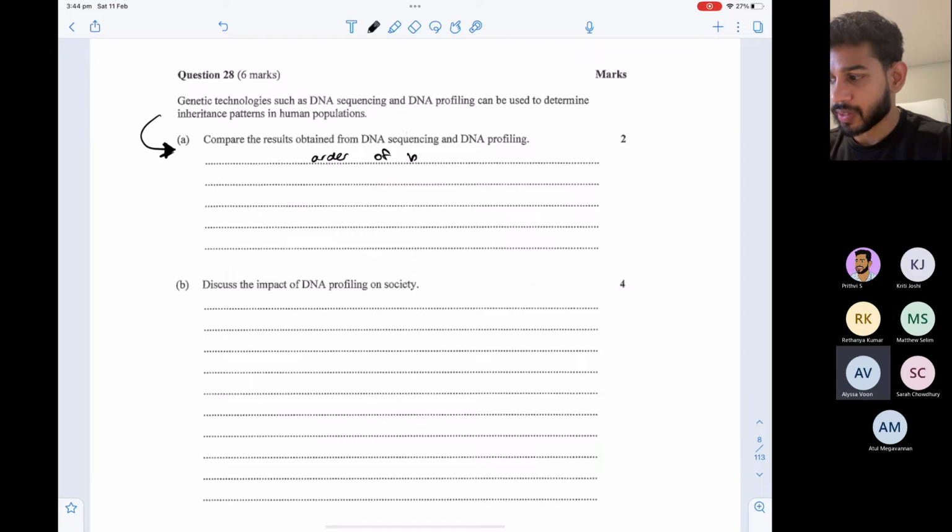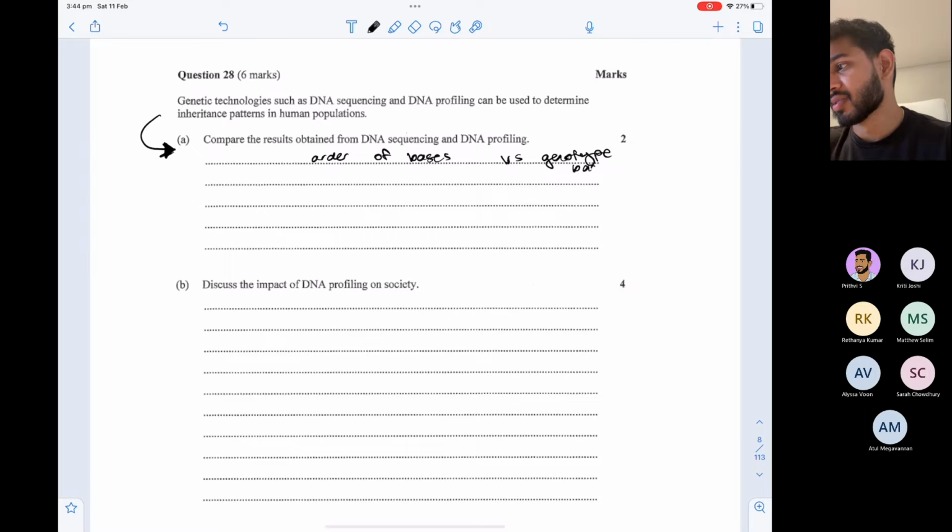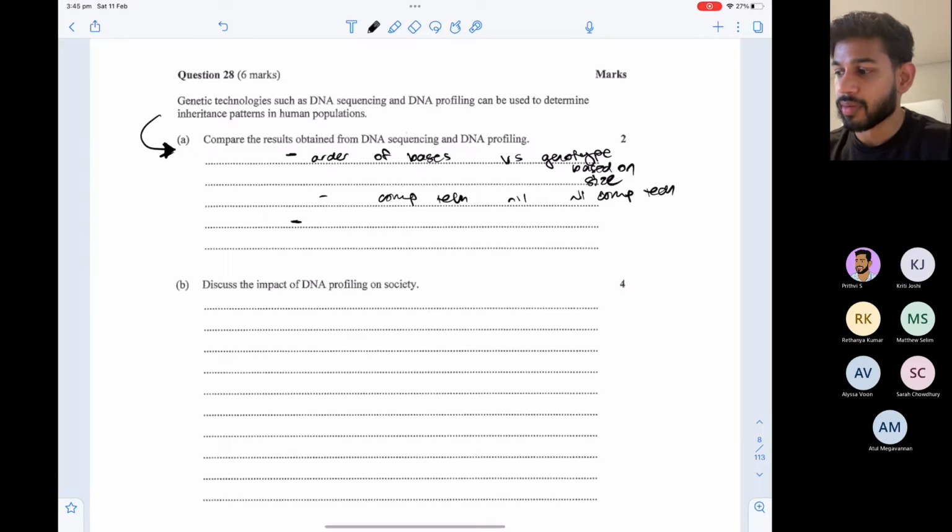Okay, so at a superficial level, we can say order of bases versus genotype based on size. Genotype based on size, right? So that's one difference, and that's a very basic level one, which we can write down. What's another one? So Alyssa did mention one uses computer technology, the other one doesn't, which is good. Nil computer technology, but that's less of the result and more of the method. So I'm not going to give a mark for that. I'll give 1 mark for this.